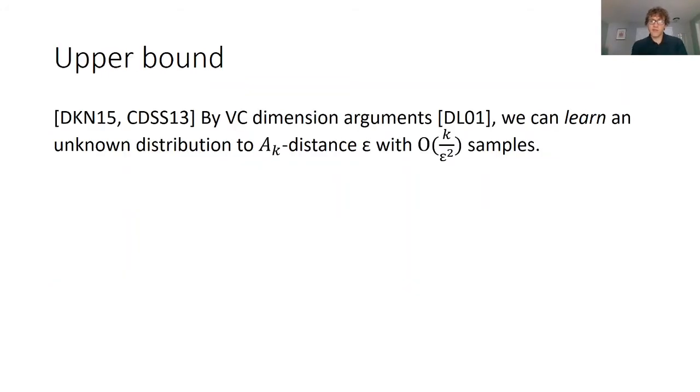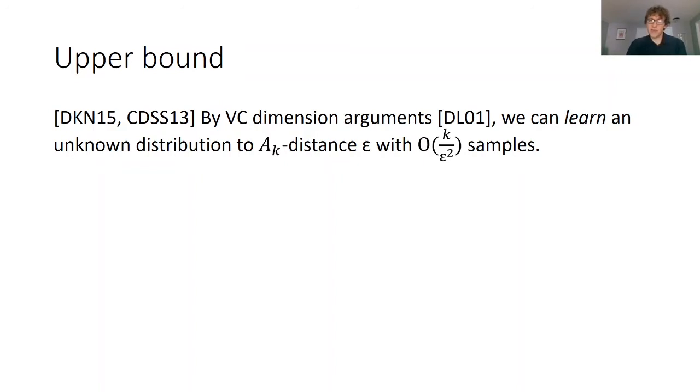Okay, so what can we do with the A_k distance? By VC dimension arguments, which have been used in a few property testing papers in recent years, we can learn an unknown distribution up to A_k distance epsilon with k over epsilon squared samples. This is better than testing because we actually get a hypothesis distribution which, with high probability, is going to be close to the unknown distribution in A_k distance.